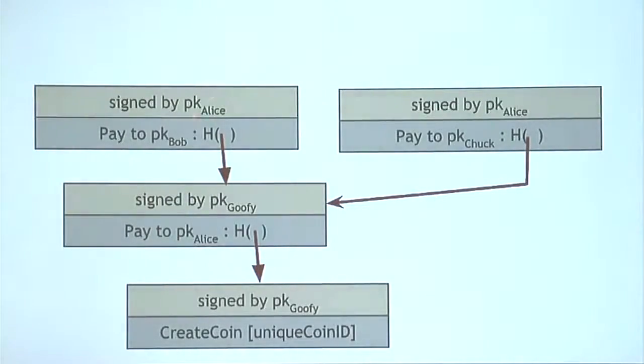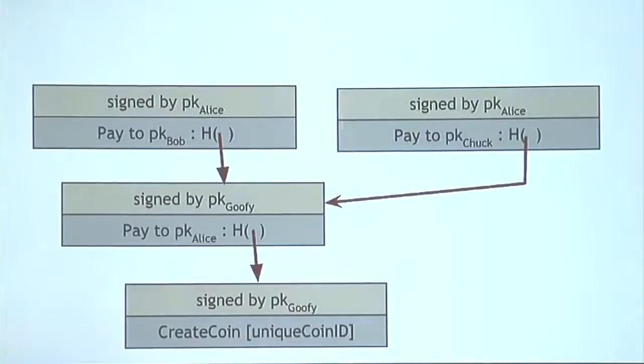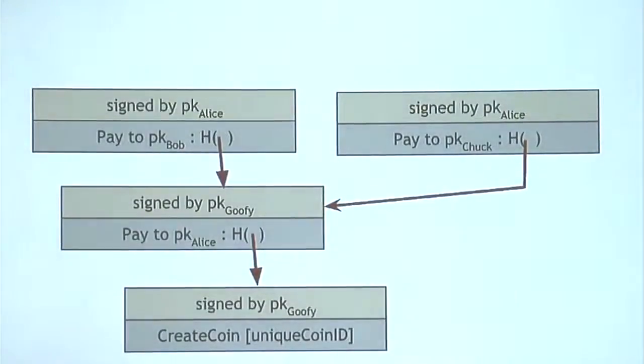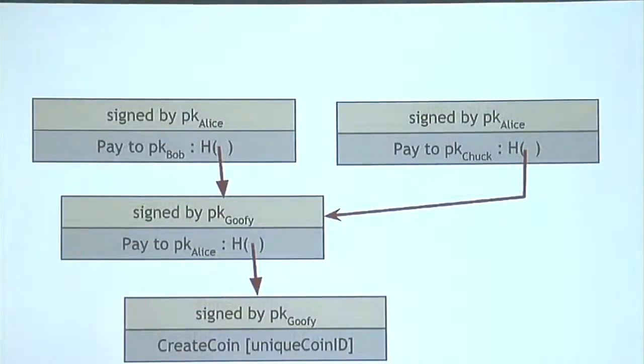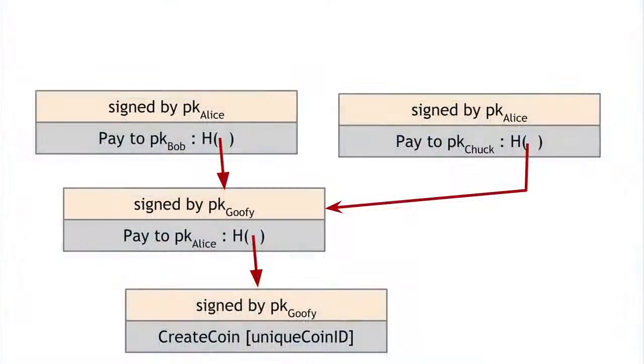Now, if Chuck doesn't know about this data structure up in the upper left, let's say Alice just gave that to Bob and didn't tell Chuck, Chuck will look at this and think that it's perfectly valid, and now he's the owner of the coin. Chuck has a valid-looking claim to be the owner of this coin, and Bob has an equally valid-looking claim to be an owner of this coin, and that's a problem because coins are not supposed to work that way.